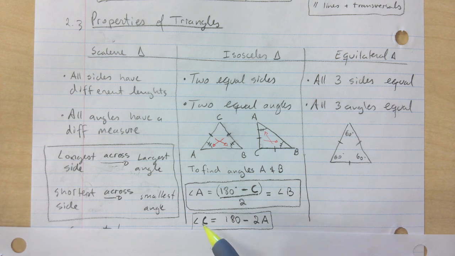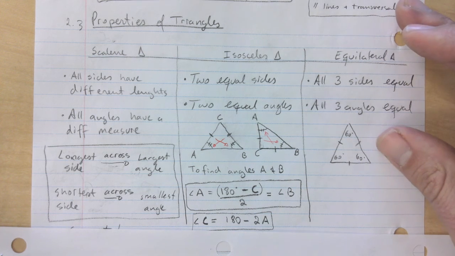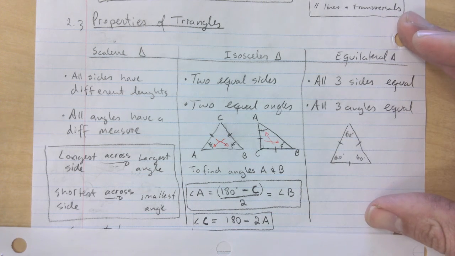If you want to find C and you're given A, or B for that matter, it's 180 minus 2 times the value of A, because they're the same, right? Equilateral, nothing really to say there, but it's always 60 degrees. The interior angle is always 60, no matter the size of the triangle, okay? It's always 60. So important to remember that.